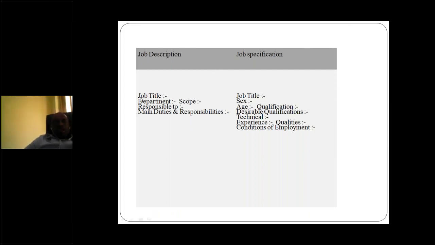So looking at job description and job specification in simple terms, the job description talks about the title, the department the person is in, and what his scope is.